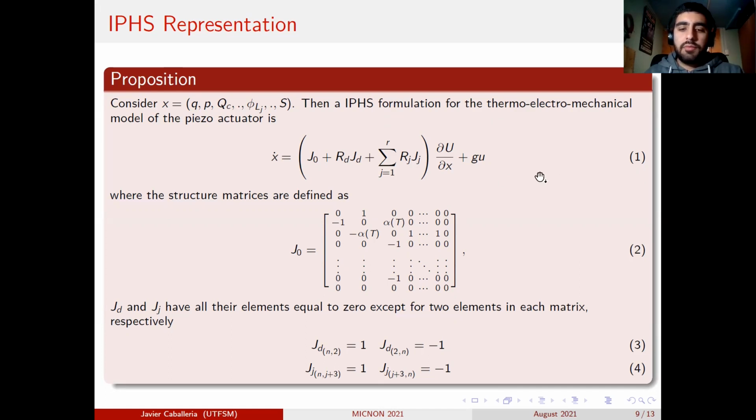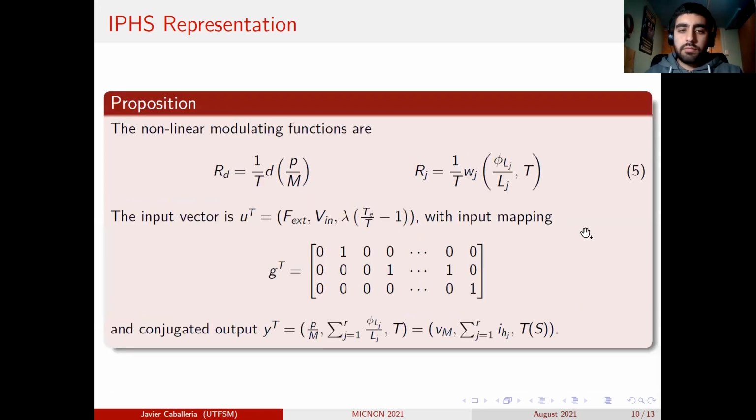Here in equation number 1, we have the dynamical equation. Numbers 2, 3, and 4 are the definitions of the interconnection matrices J0, JD, and JJ. And in number 5, we have the definition of the nonlinear modulation functions. The input vector is composed of an external force, a voltage source, and the external temperature. We have here the definition of the input mapping G, and finally our conjugated output Y.